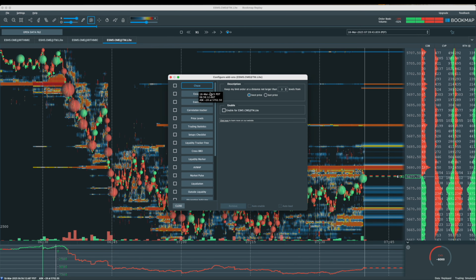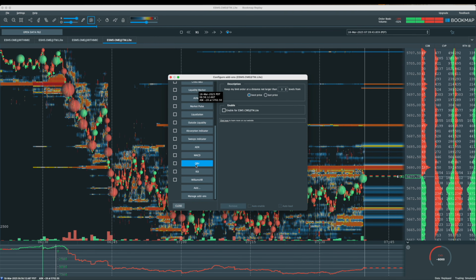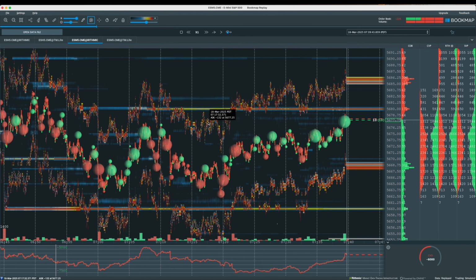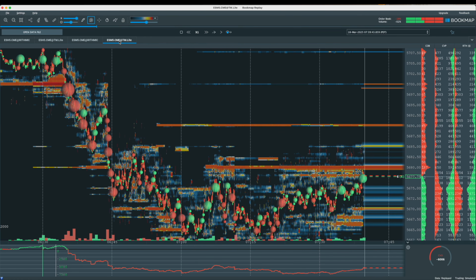You can click this for configure add-ons. There's tons of add-ons. The only one I really use is this: when you open up Bookmap and you just have this, you don't have the TM Lite. I'm going to show you how to add that. It's going to look like this. These are algos, essentially. These are just orders on the order book moving up and down, and it gives it this weird staircase thing that gets in the way and makes it look messy. What TM Lite does is it filters all that out so you don't have that stair stepping.